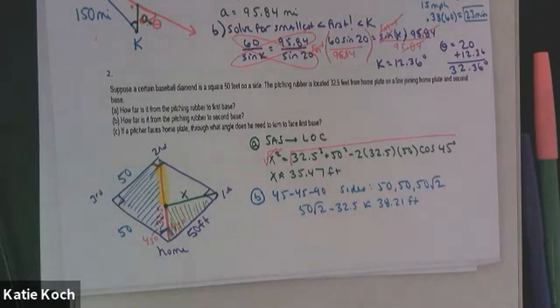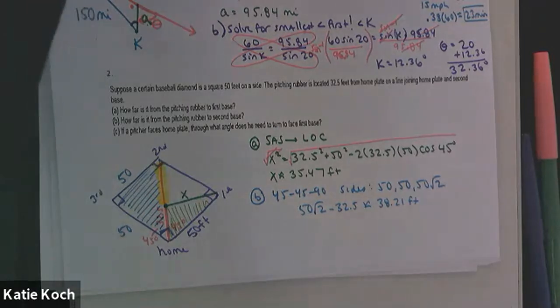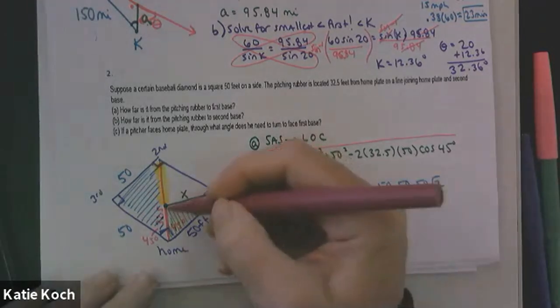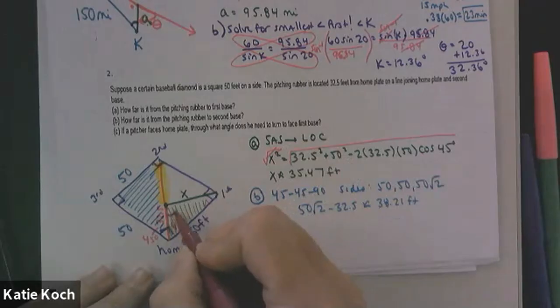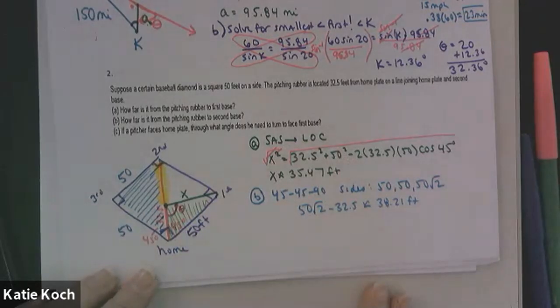Okay, but part C: if a pitcher faces home plate, through what angle does he need to turn to face first base? It's the angles that get me. The angles are like, okay, I got to pause. I got to figure out what angle they even want. So he's facing home plate. He's going to turn to face towards first base. So they want this angle there.